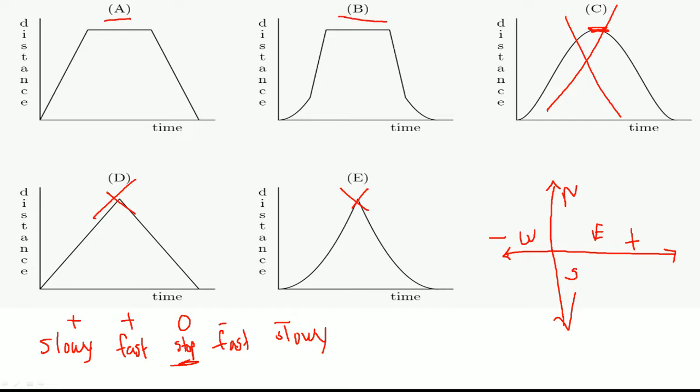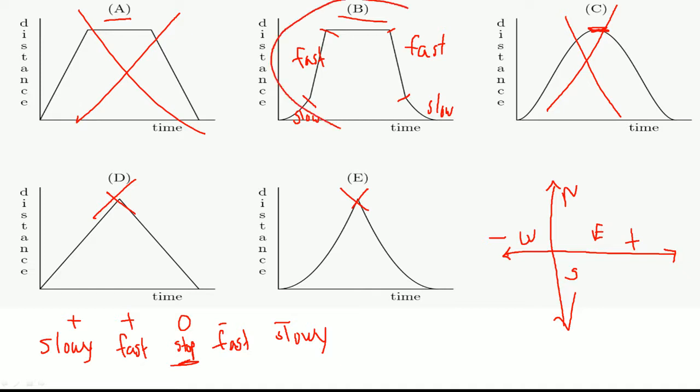Okay, notice here, this makes sense, right? This is slowly. This is fast. This is fast, but in the opposite direction. Then this is slow. Alright, so it wouldn't be this one. This is fast, stop, fast. So it would be B as the answer.